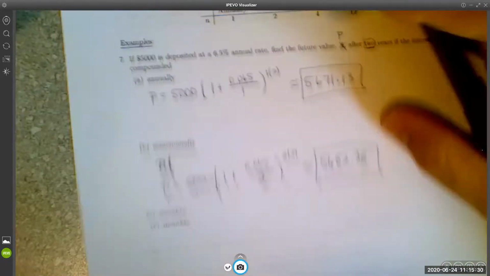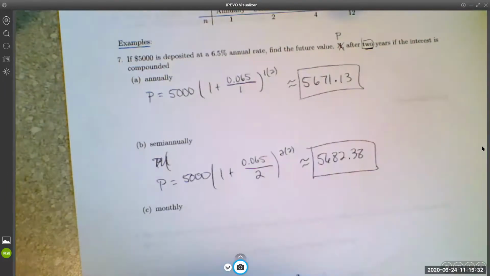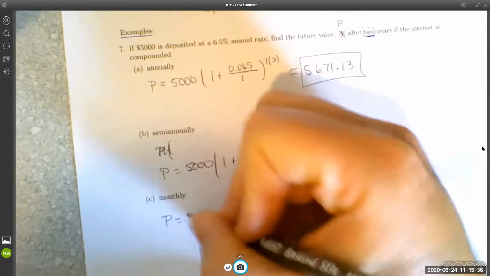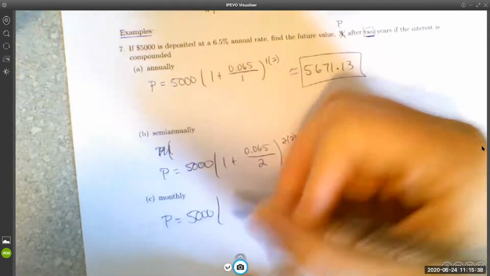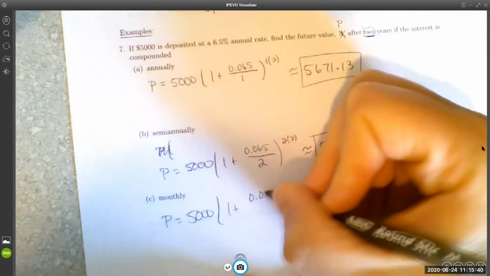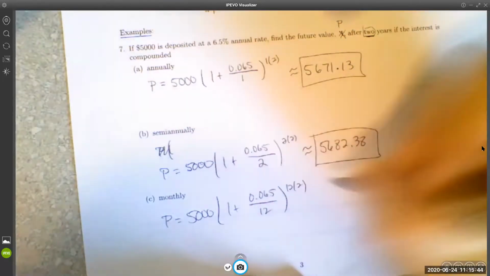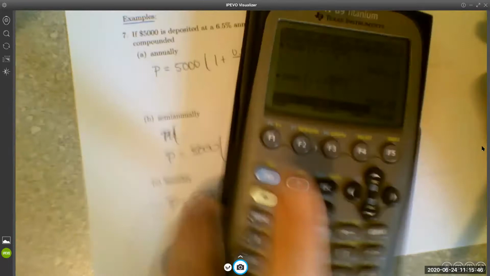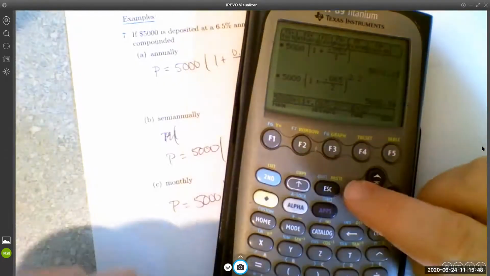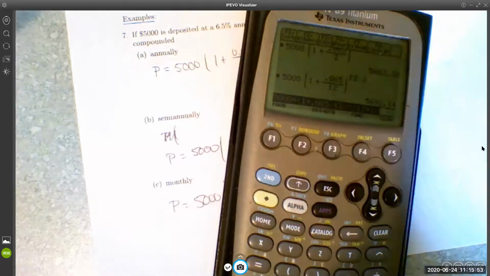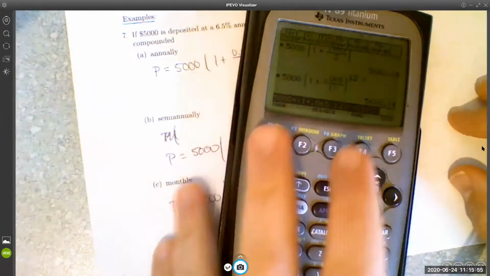What if it's compounded monthly? Well, I mean, no reason to expect that this isn't going to continue increasing. Let's see. 1 plus 0.065 over 12 to the 12 times 2. Let's see how much we get now. I'm going to go back here and change all these 2's to 12's. $5,692.14.